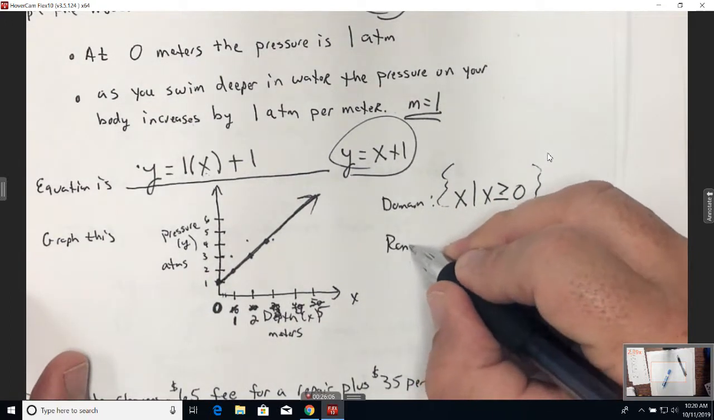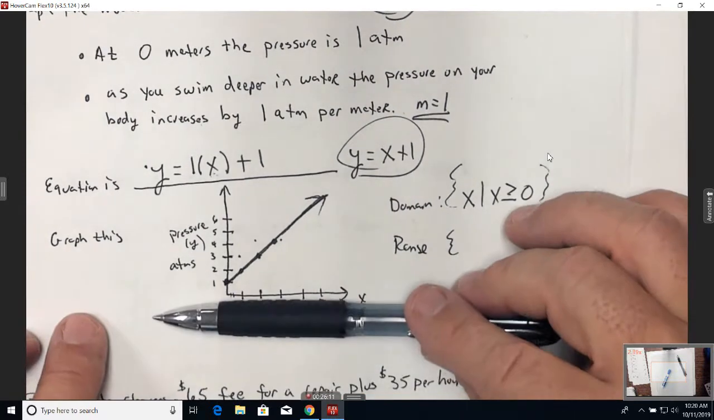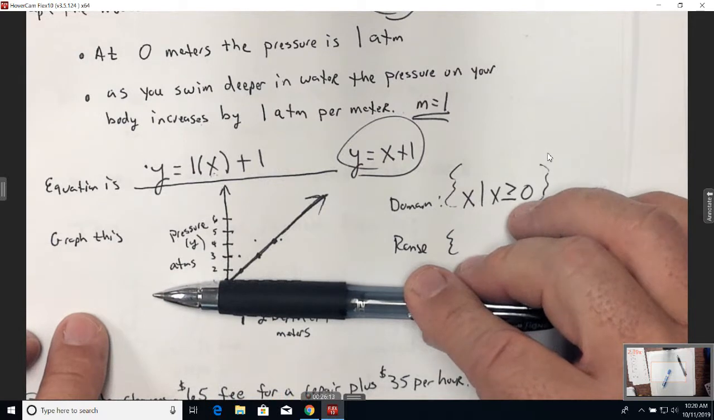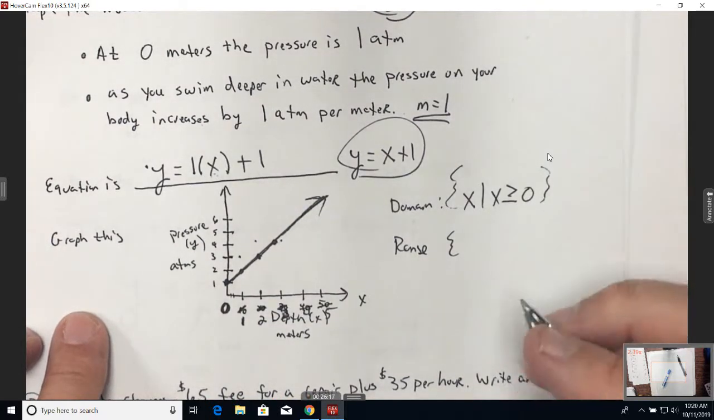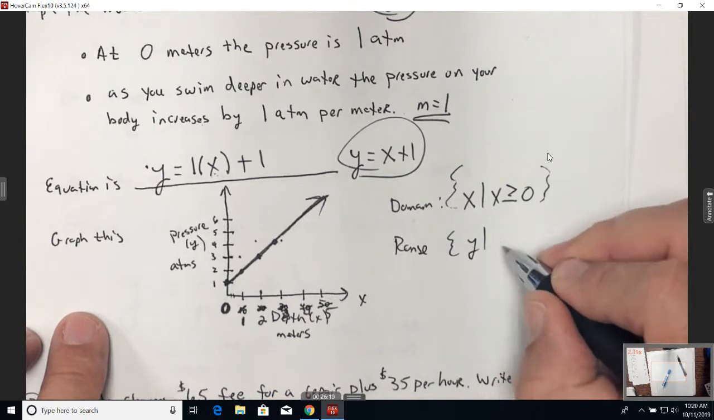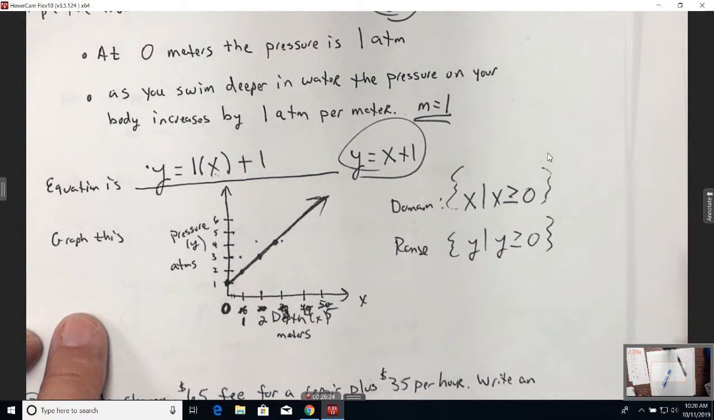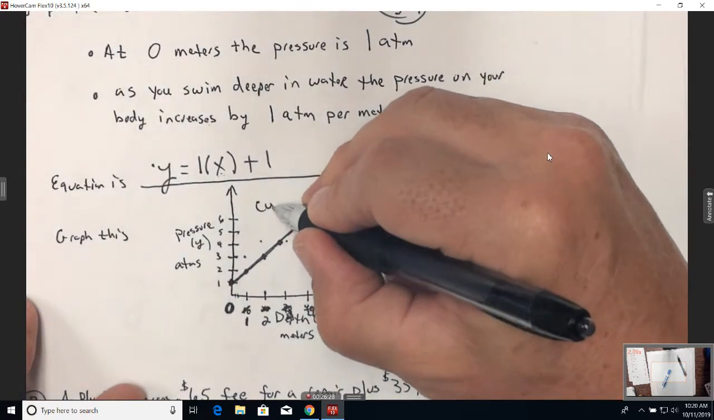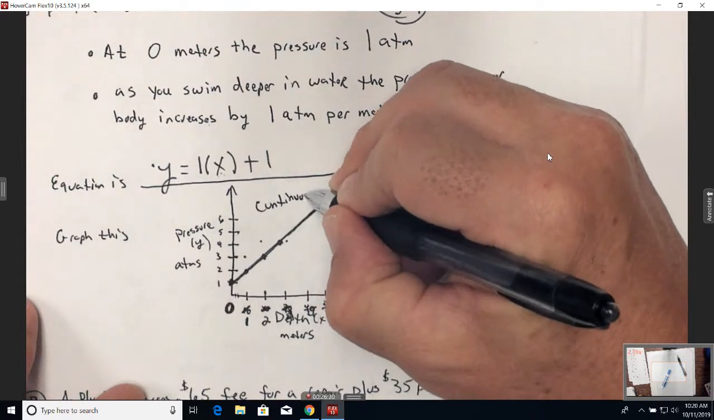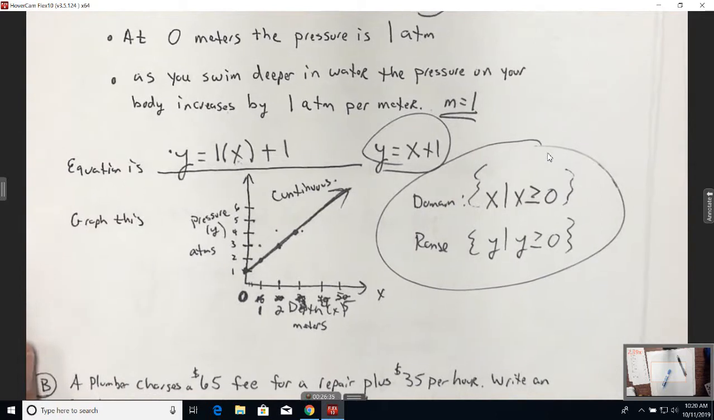And what's the range of this function that we graphed? What's the lowest y value on this graph? 0. What's the highest y value? I don't know. It goes up forever. So the range of this would be y such that y is any number that's greater than or equal to 0. Make sure you know domain and range. And make sure you know that this is a continuous function. You will see that several times throughout the course of this year.